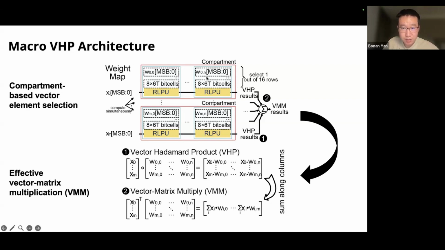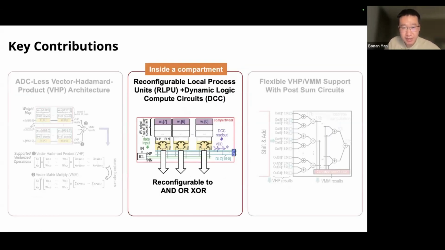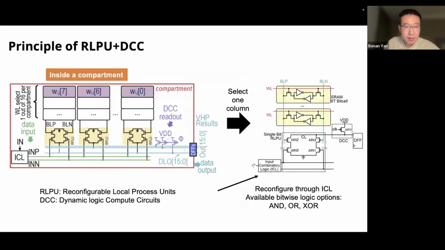So the circuits include different compartments, and each compartment includes different groups of bit cells and RLPUs, the reconfigurable local processing units. Let's look at one group of these circuits. That's the second part: the circuits inside a compartment. This is what's inside one compartment.